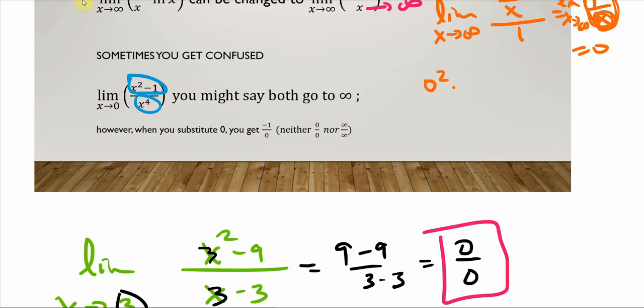I'm going to get 0 squared minus 1 over 0 to the 4th. And that's going to give me negative 1 over 0. That did not give me 0 over 0, and it did not give me infinity over infinity. Therefore, it's not an indeterminate form. Therefore, we're going to say that the answer to this is does not exist. We do not apply L'Hopital's rule. And that is the end of the video.